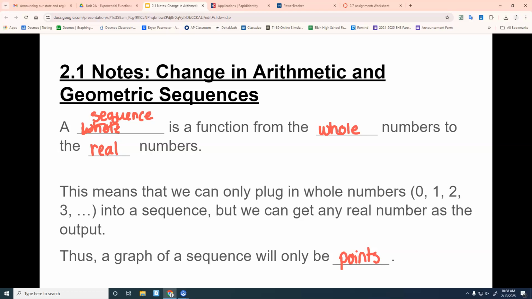Can it be negative or no? You can have negative outputs. Your y coordinates can be negative, but your inputs are always going to be positive, or 0.